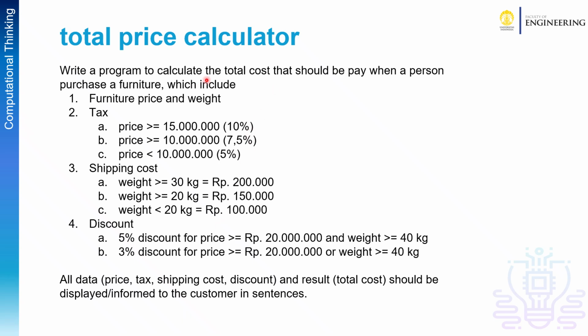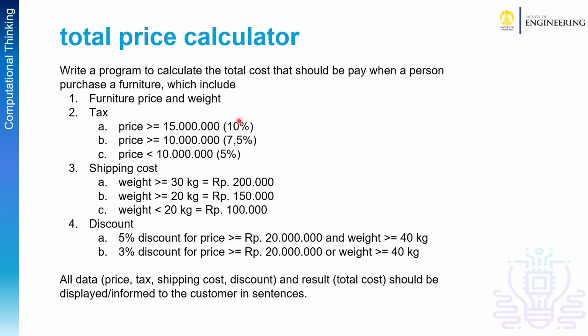So I will try to explain this exercise so that you can work on it. We need to develop a total price calculator with Python code in Google Colab. You need to write a program to calculate the total cost that should be paid when a person purchases furniture, including the furniture price and weight. So I think what you can do is ask for input: what is the price of the furniture and what is the weight of the furniture, and that is the initial cost. And then there will be tax that is based on the price of the furniture.